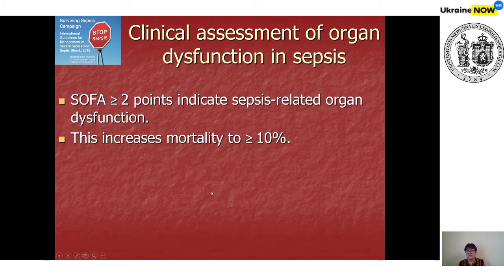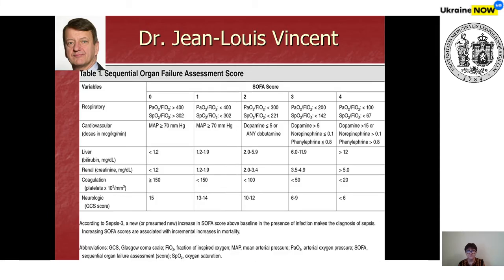Clinical assessment of organ dysfunction in sepsis. More than 2 points, according to the SOFA scale, indicate sepsis-related organ dysfunction. This increases mortality to 10%. This is the Sequential Organ Failure Assessment score, the SOFA score, provided by Dr. Jean-Louis Vincent. He's a very big authority in intensive care. He's head of the European Society of Intensive Care Medicine.